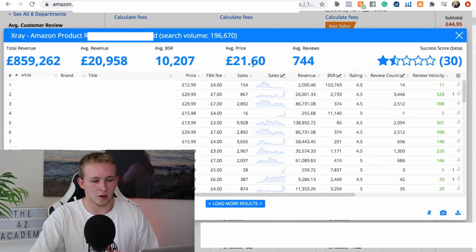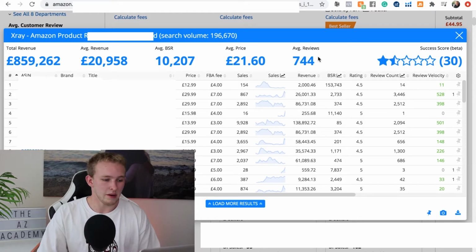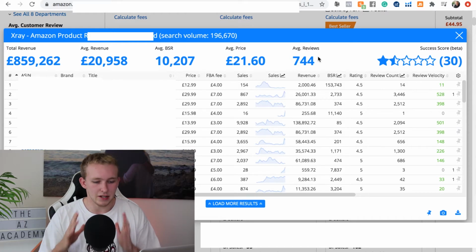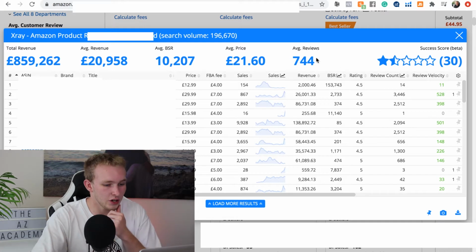Average price at £21.60, which fits in my personal best kind of price range of around £20 to £25. That's perfect for me. And then average reviews at 745, which is much more than what I'd normally look for. Maybe in the around like 200 to 300 range. But again, like I said, these are averages and they can be greatly skewed, which we're going to get into in a minute because this number actually is after looking at this product before.